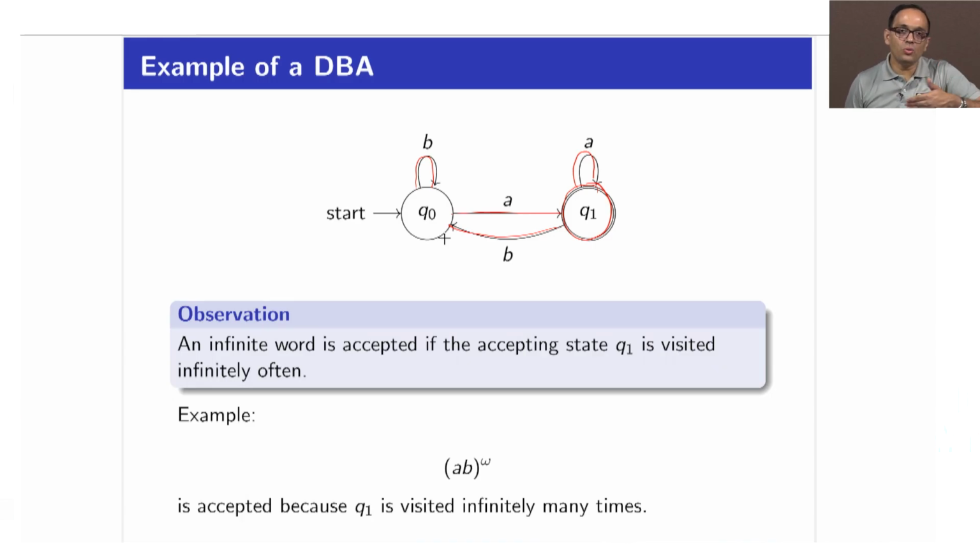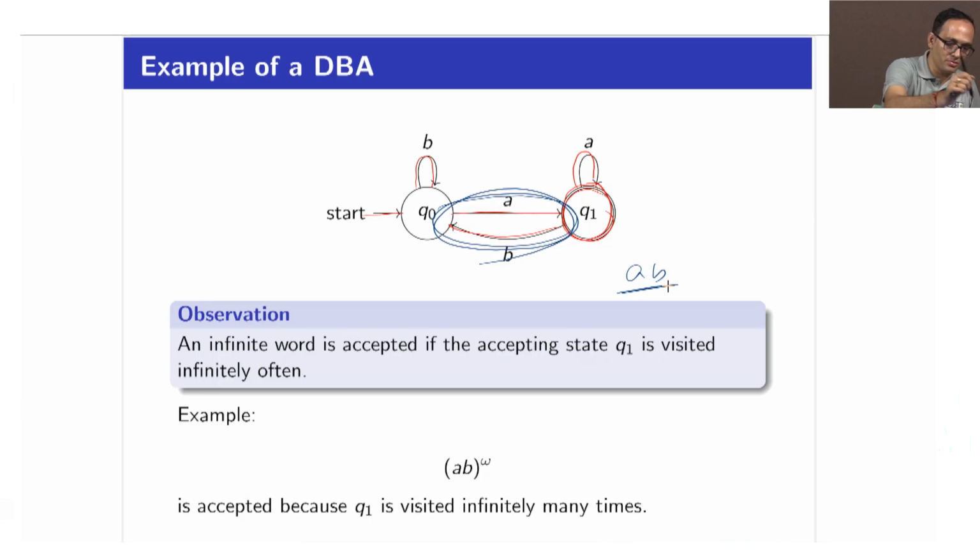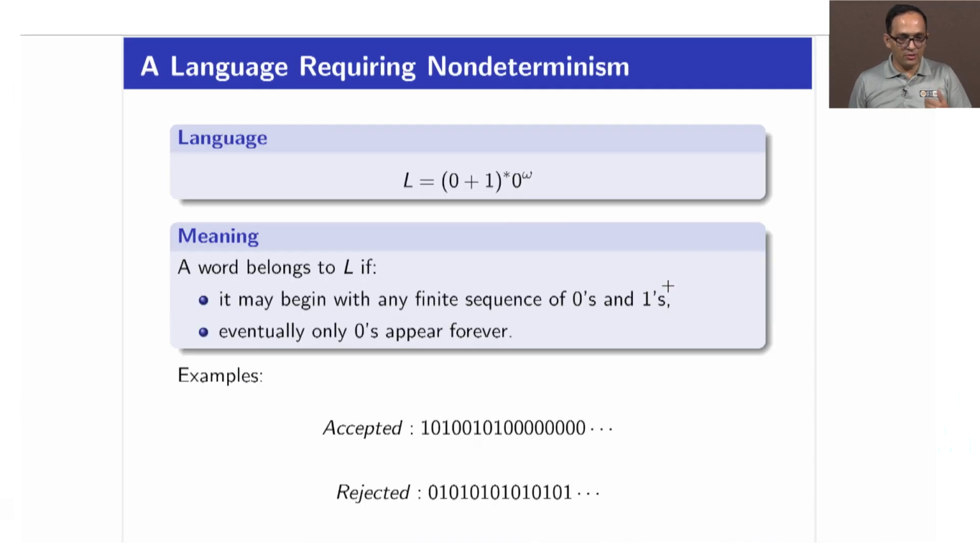Now, let us understand what kind of words will be accepted by this. If you are starting from here, you have to visit Q1 infinitely often. So, effectively this loop has to occur infinitely often, which is basically AB. So, any word that is accepted by this DBA will have an infinite occurrence of AB, and you can have other B and A strings in between, but you have to have AB infinitely often, right. This is well understood.